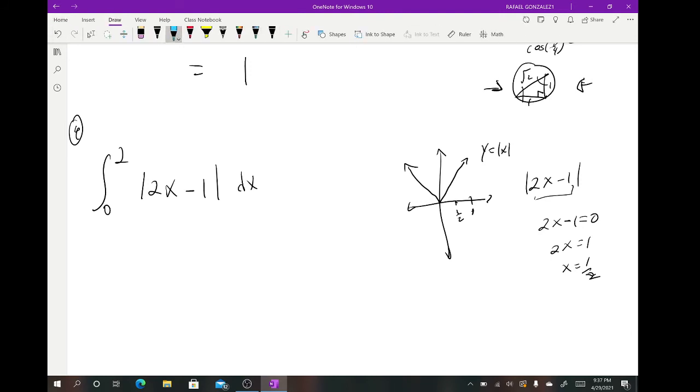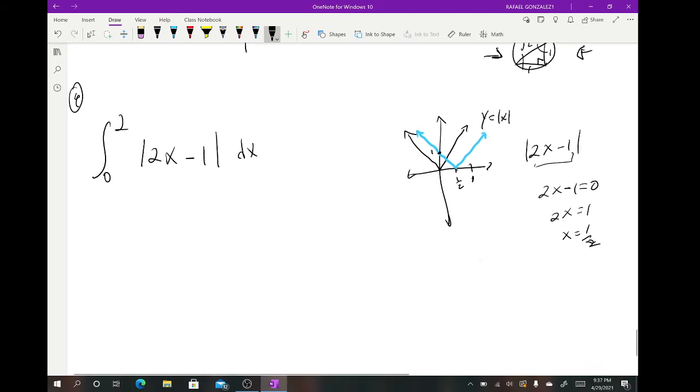That means that this graph that we're dealing with looks almost identical to the other one, but it goes up like this. It has a vertex at 1/2. It crosses the axis at 1, and you could find other points in there too. So the blue line corresponds to the problem that we're looking at.